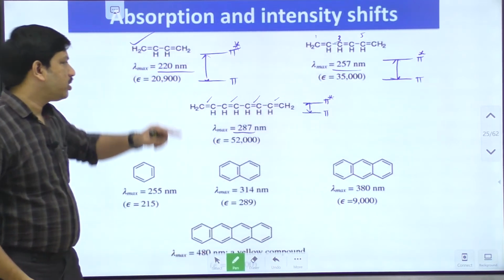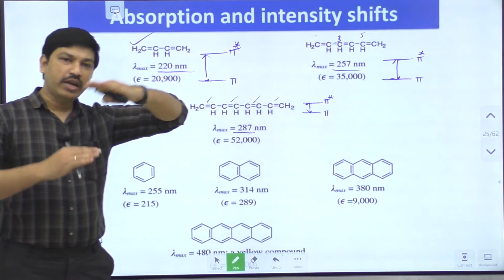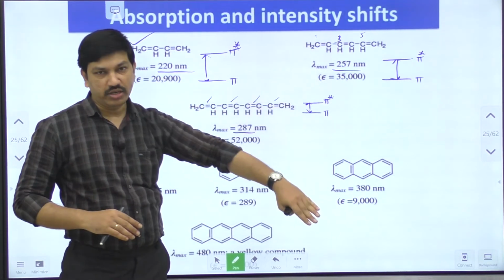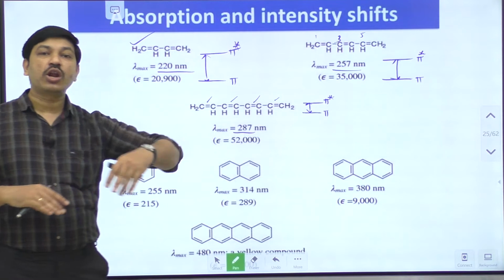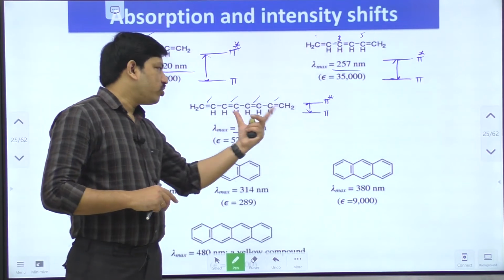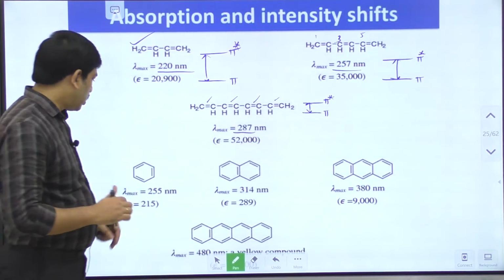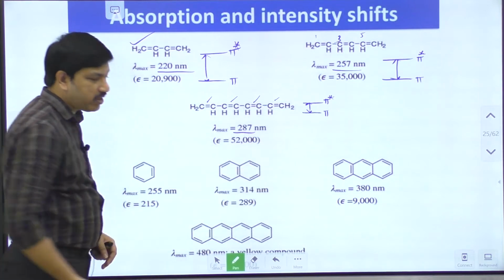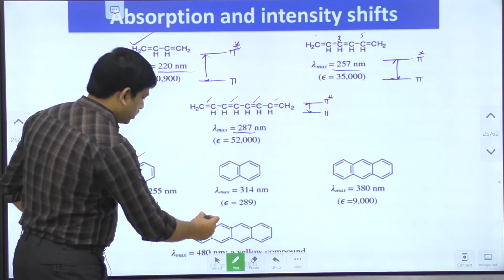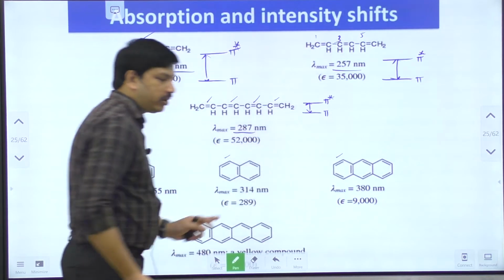So the energy gap between the pi to pi star levels gradually decreases because of the extension of conjugation. That leads to the absorption of longer wavelength once the conjugation increases in this manner. Okay, and these are another set of examples, from benzene to tetracene, like this.